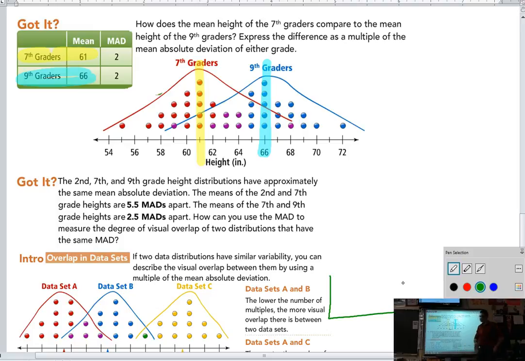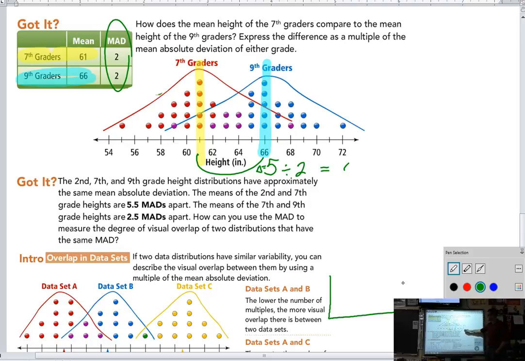Between what values? Between 61 and 66. 61 to 66, there's a difference, or a delta, of 5, the difference between the sets. We use delta a lot for difference. So then what did you do with that 5? I divided it by 2. You divide it by 2 because they both share the same mean absolute deviation.